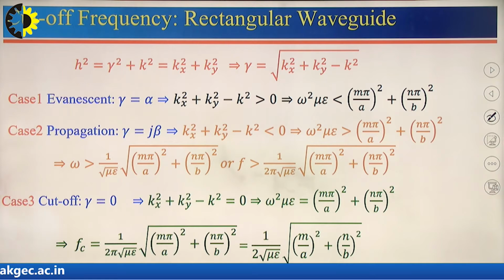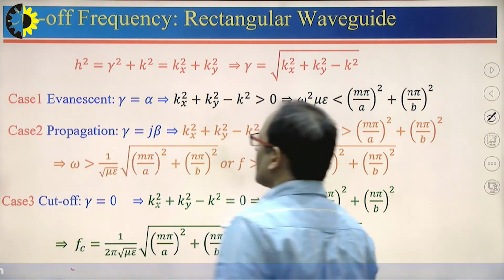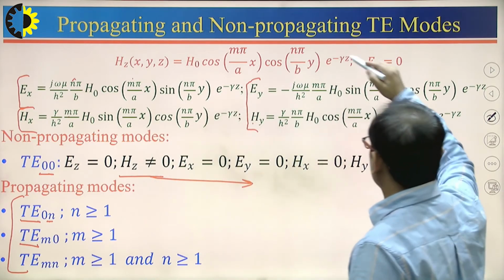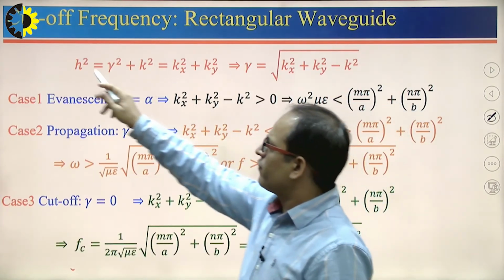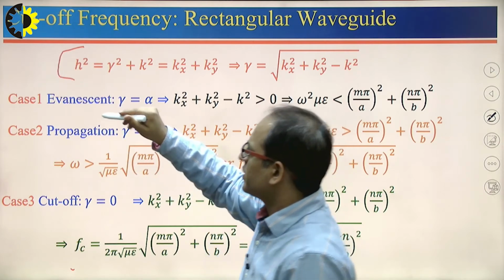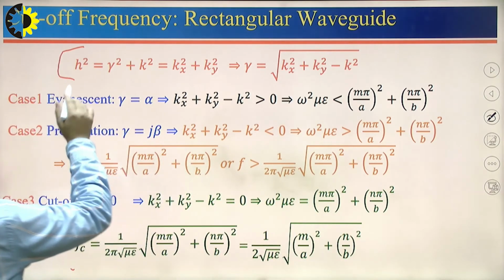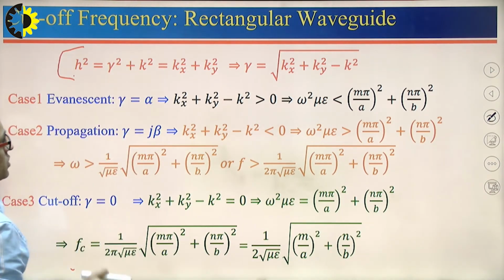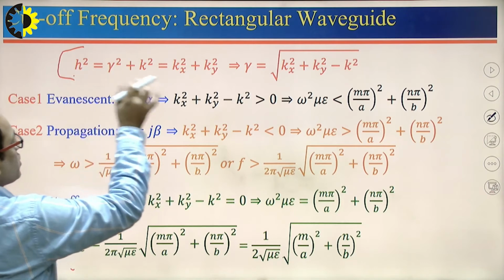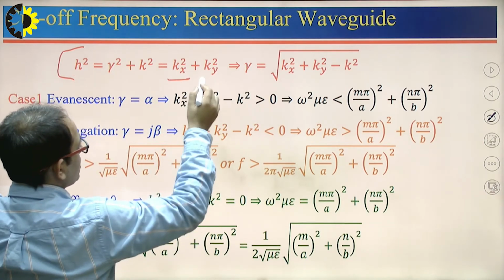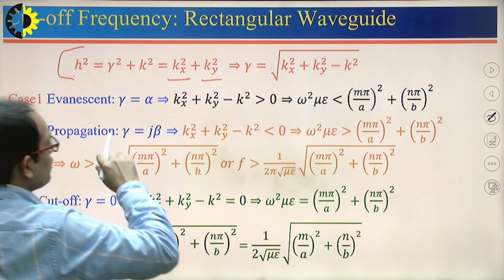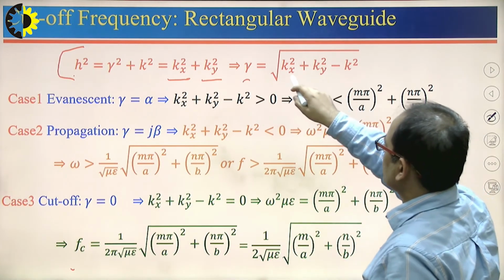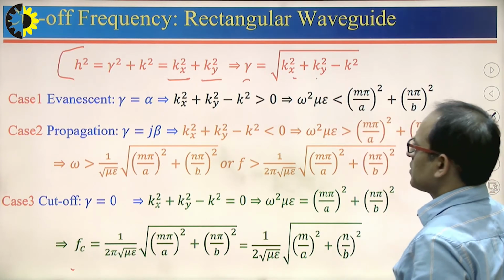Clear? Now see, first, as we know, here gamma is the propagation constant, and from the derivation we have seen that h square equals gamma square plus k square. And this h square is also equal to kx square plus ky square. Therefore, gamma comes out to be equal to under root of kx square plus ky square minus k square.